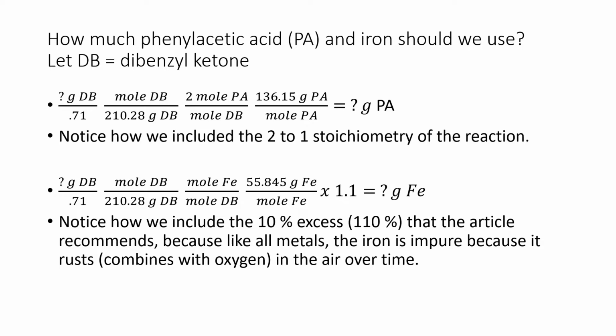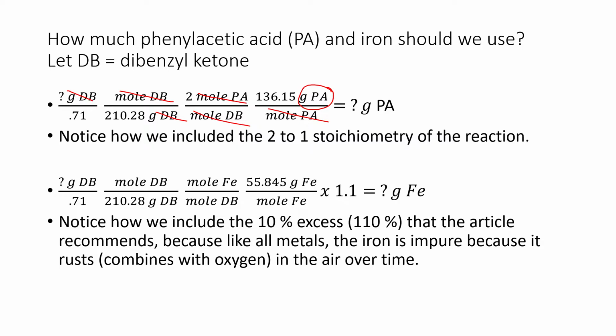To make 1 mole of dibenzyl ketone, we need 2 moles of our phenylacetic acid. And to get the actual mass of the phenylacetic acid, we multiply it by its molecular weight, so 136.15 grams per mole of phenylacetic acid. By following all of this, we can see that everything tends to cancel out: moles of PA, moles of PA, and what we're left with is grams of the phenylacetic acid.